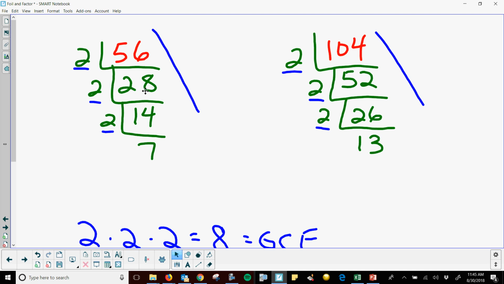56 divided by 2 is 28. Divide by 2 is 14. Divide by 2 is 7. 7 is a prime number. 2, 2, 2, and 7 multiply together to get 56.